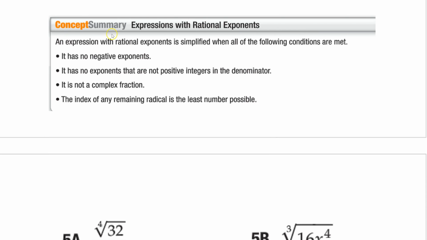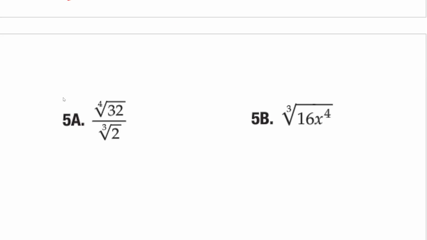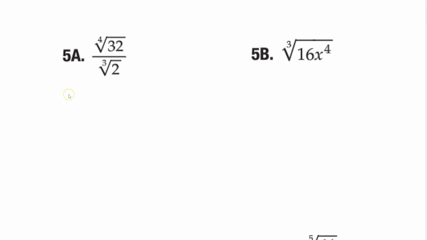Keep in mind the things we talked about before. If I say simplify, I generally want no negative exponents. Make sure it's not a complex fraction. Okay, no, I'm fine with complex fractions. It has no exponents that are not positive integers in the denominator. So this, I don't care about complex. We like complex fractions. What are you talking about? Okay, so a couple things here.